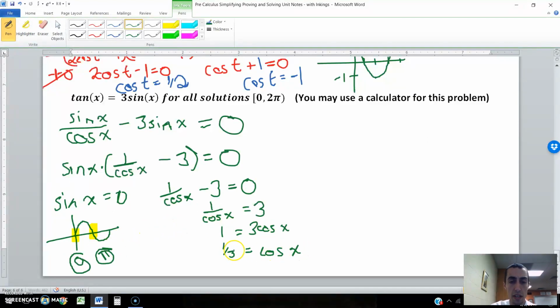Next up, when is the cosine of x 1/3? Well, there's no easy triangle that's going to get us 1/3 as a cosine. So what we can do is go to a calculator and do the cosine inverse of 1/3. Make sure that your calculator is in radian mode, because our interval is described in radians instead of degrees. When we do that, we see that we have 1.2310 radians.